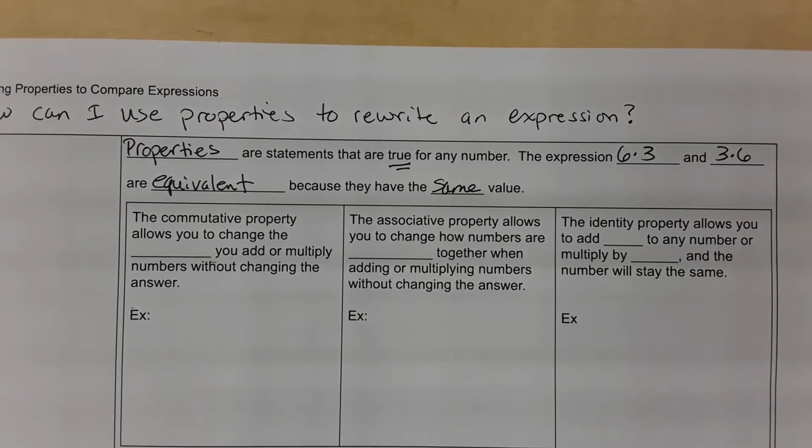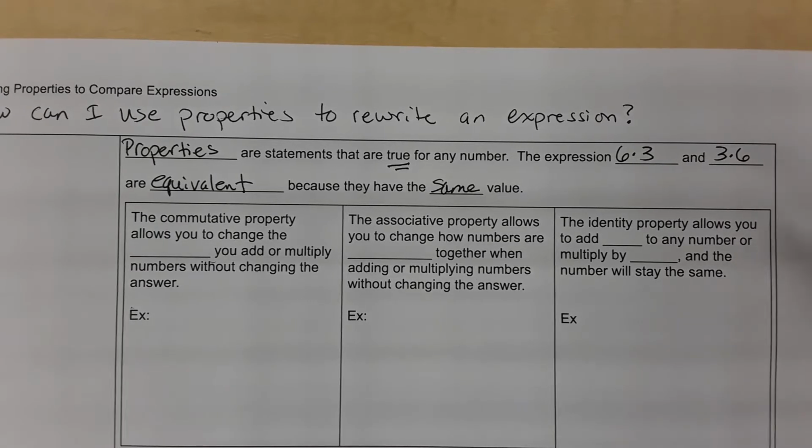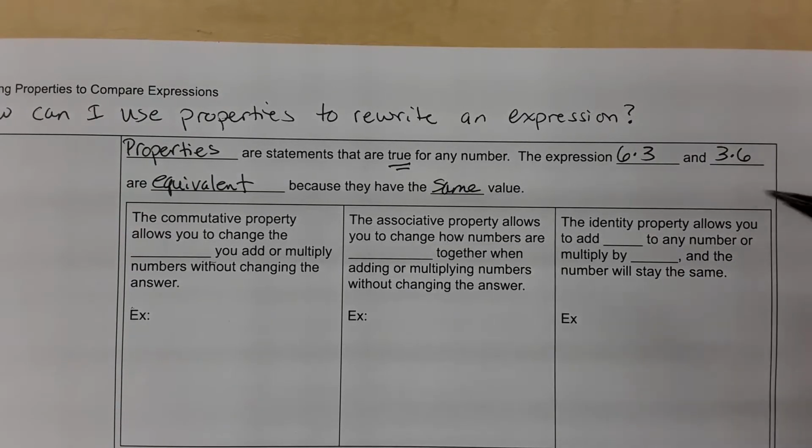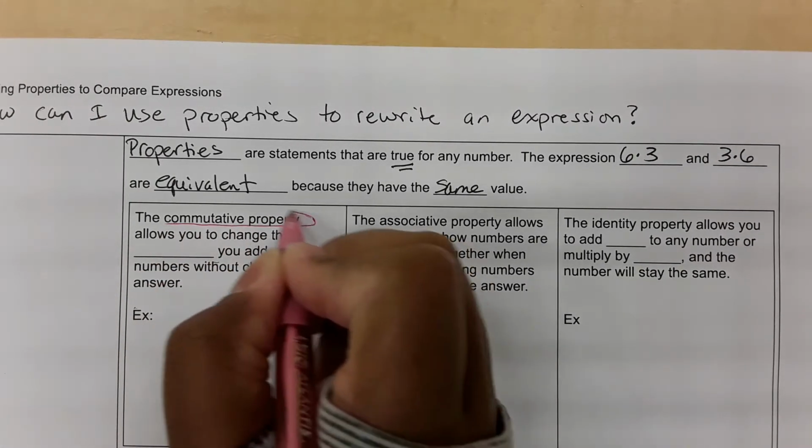Now we have 3 properties that we're going to cover in this particular lesson, but it's important to remember it doesn't matter what we're doing to the expression, so how we're changing it, because ultimately it's going to be the same value. It's the same number. All right, we're going to start with our commutative property.